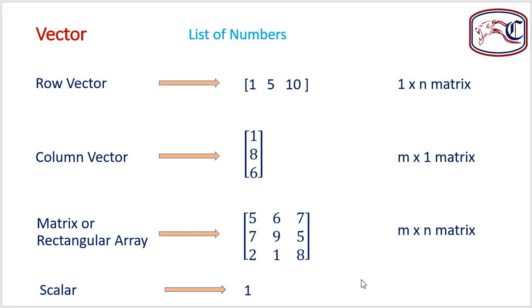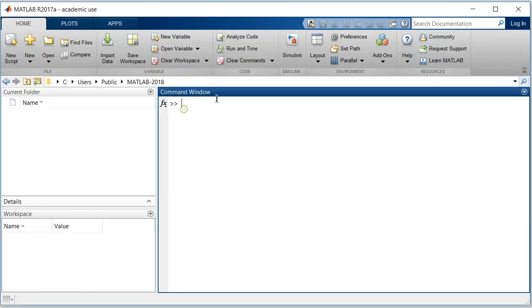Now let us try to generate these vectors in MATLAB. To generate a row vector, type r is equal to, in square bracket, 1, 5, 10, square bracket complete. It will generate a row vector with value 1, 5 and 10. To generate a column vector, type c equal to, in square bracket, 1 semicolon 8 semicolon 6, square bracket complete. It will generate a column vector.